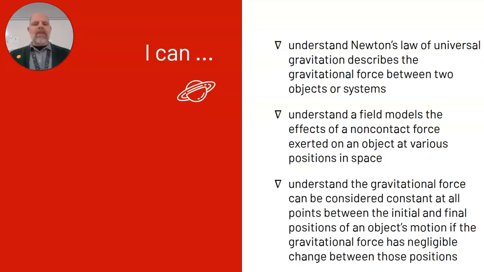And I can understand the gravitational force can be considered constant at all points between the initial and final position of an object's motion if the gravitational force has negligible change between those positions. So imagine we're talking about the top of a building and the ground floor of the building. So the gravitational force is basically the same at the top of the building and the ground floor, and if we have an object that's moving from the top floor to the ground floor, we can say that the gravitational force is the same from the top floor to the ground floor.